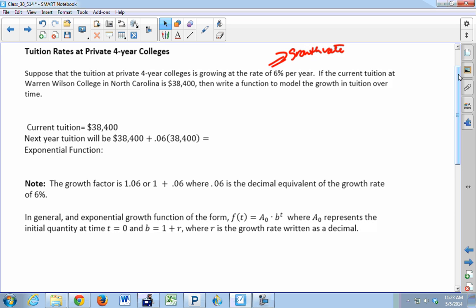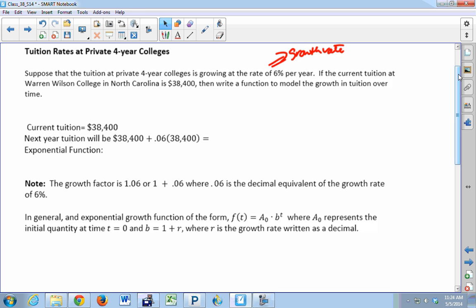If the current tuition at Warren Wilson College in North Carolina is $38,400, the 38 part is right. I couldn't remember how many hundreds of dollars it was, so I just made up something that was easy. Then write a function to model the growth in tuition over time. So I'm going to be interested in being able to calculate so I can plan what my daughter's tuition will be for the next 3 years, because I'm hoping she goes in as a sophomore, since she earned 30 credits at GCC before going to Warren Wilson. So here's the current tuition. This is like at time 0.